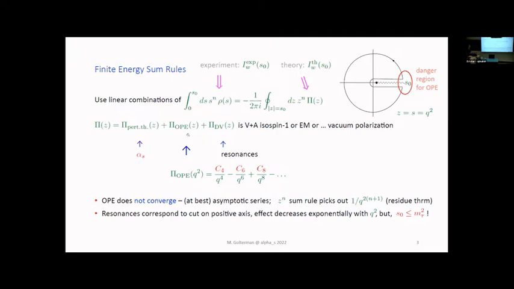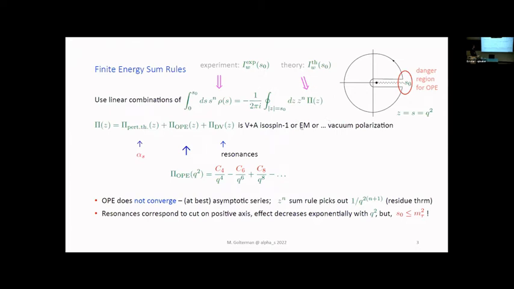As Santi already stressed in his talk, the OPE is not a convergent expansion. It's at best an asymptotic series. That means that these coefficients C4, C6, C8, and so on can be expected generally to grow in size. Another thing that Santi also already pointed out, of course, is that because of the residue theorem, if you put in a 1 over z to some power here, the z to the n picks out a particular term in the OPE, right?